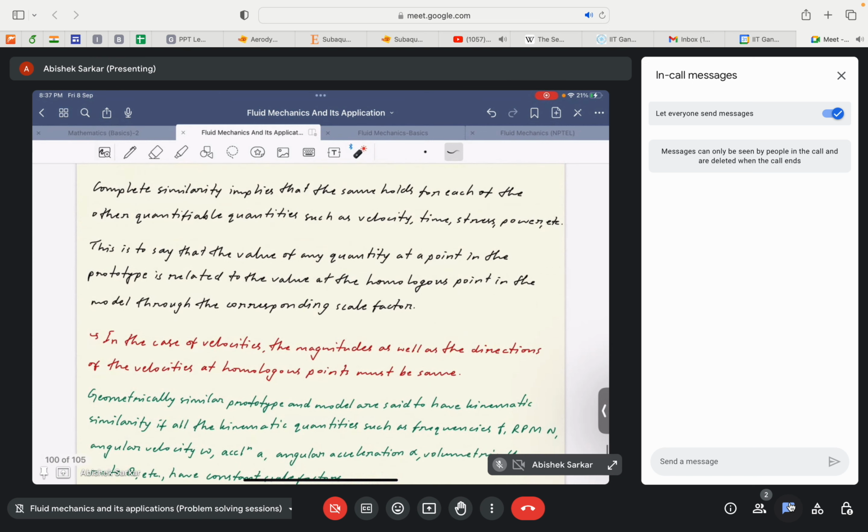So as I mentioned, this complete similarity implies that the scale holds for each of the other quantifiable quantities, such as velocity, time, stress, and power. This would gradually come into sense, like how the dynamic similarity and the kinematic similarity are in turn heavily dependent on the geometric similarity of the prototype and the model. So we gradually see that.